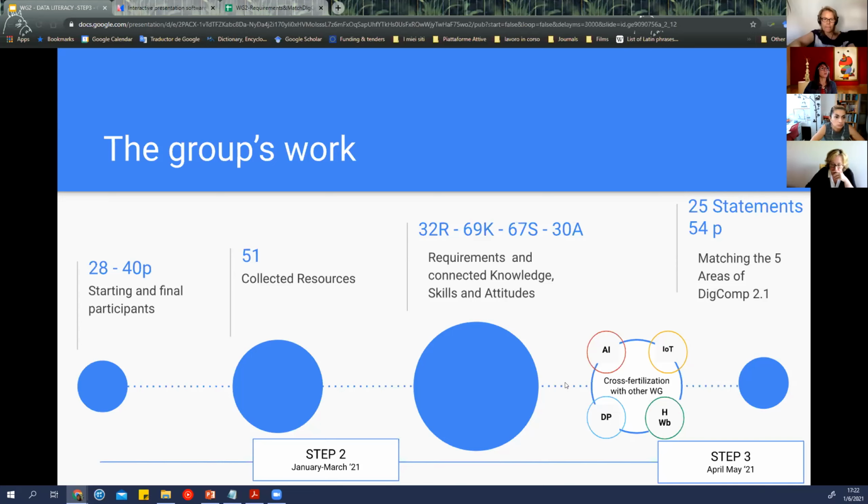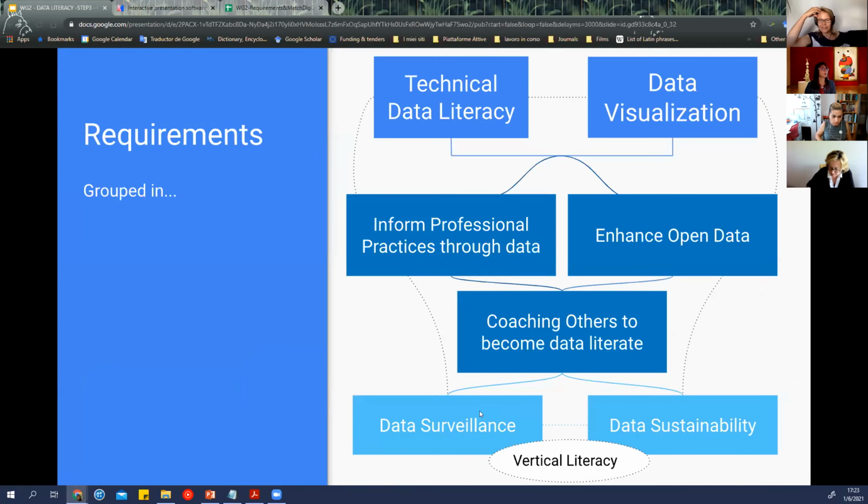And then we engaged. This is what happened while moving to step 3. We engaged in an intergroup discussion by Rina's invitation, and we started contributing on AI, IoT, Internet of Things, data privacy, and health and well-being, and finding several overlaps. And then we came up with 25 statements, and the group grew to 54 participants. So that was what happened.